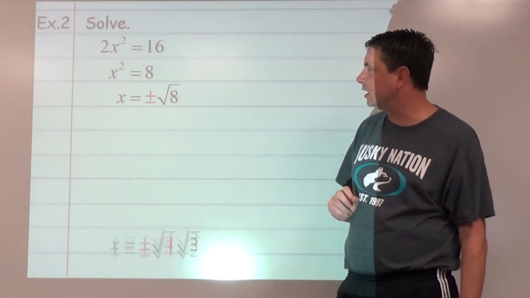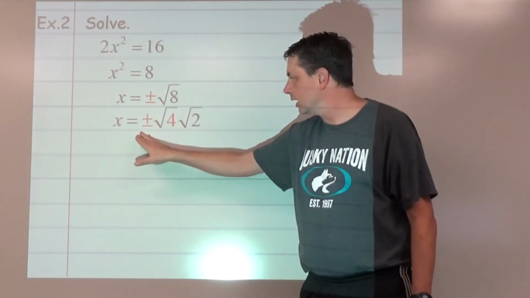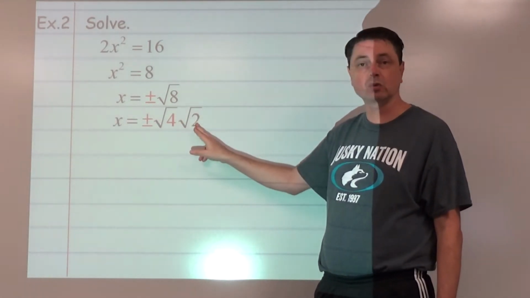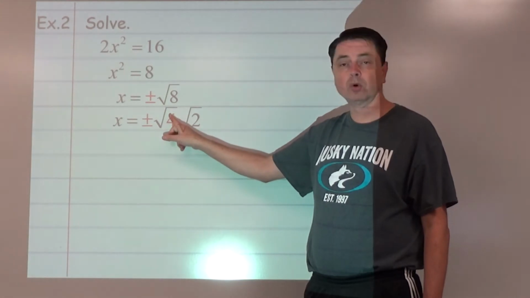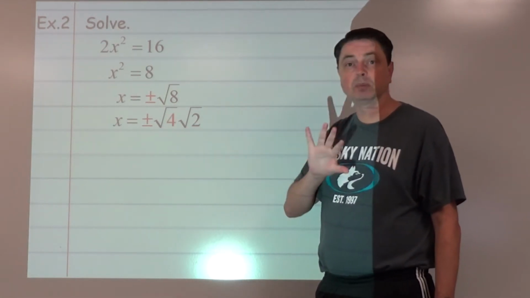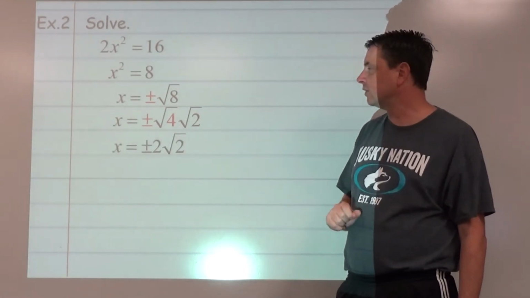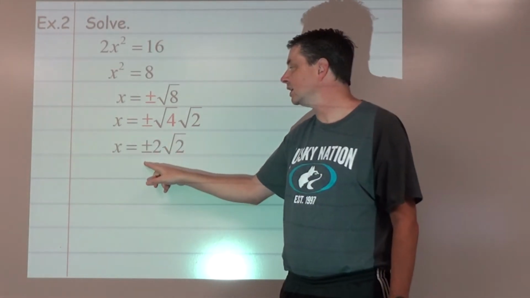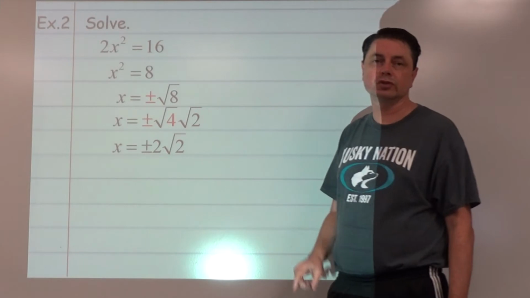So we're going to break this up into plus or minus the square root of 4 times the square root of 2. The square root of 4 is 2, so we're going to change that to just be plain old 2. Final answer, x equals plus or minus 2 square root 2.